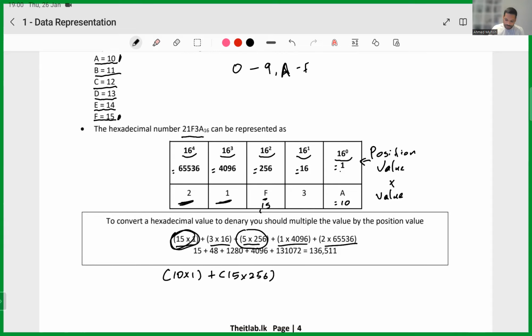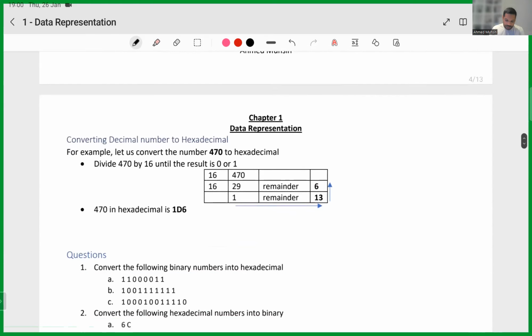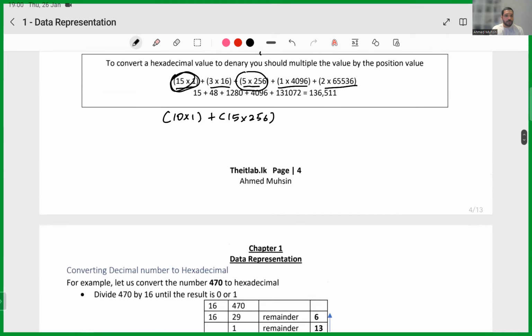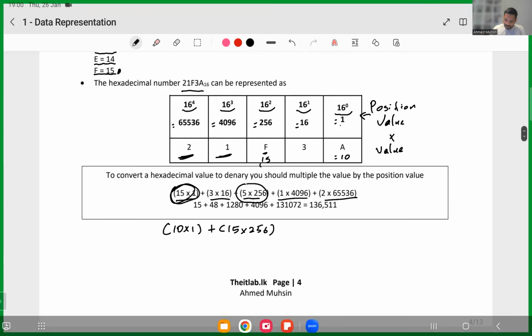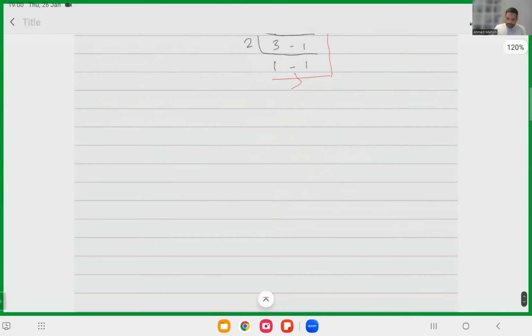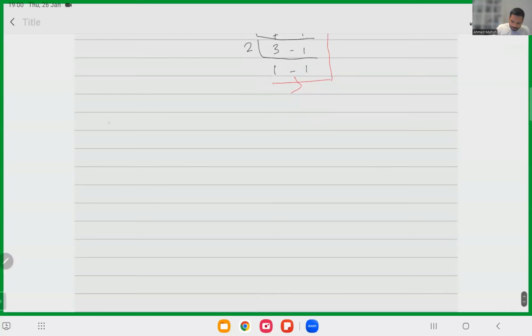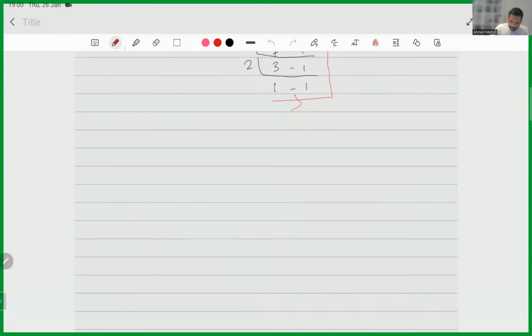Now let's do one more question on our own. Let's take one more hexadecimal number and convert it into decimal format. Let's take a small number like 43F.